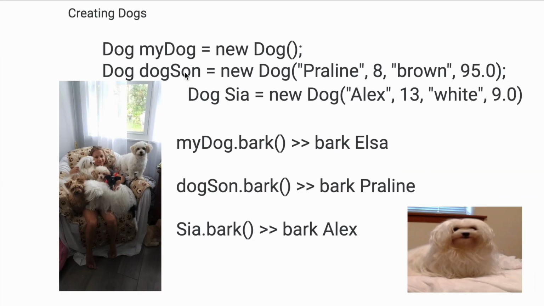Well, my son's dog, he wants to call it Praline. He wants her to be 8 years old, brown, and weigh 95 pounds. So here the other constructor is being used. Then we have another dog named Sia, where the dog's name is Alex, the age is 13, it's white, and it's 9 pounds.